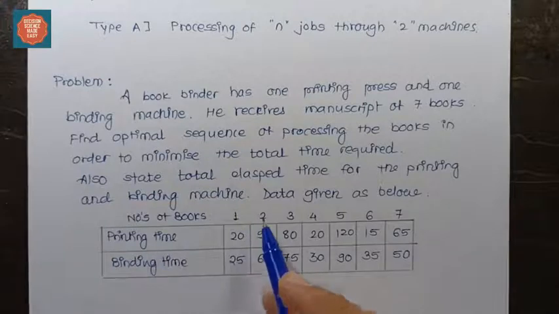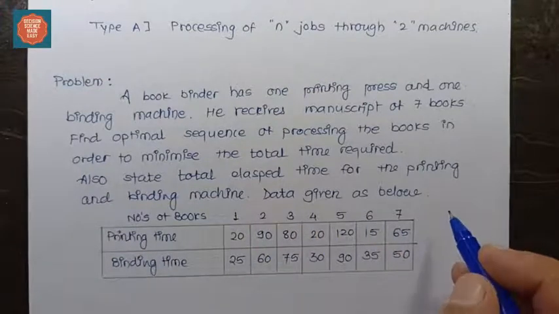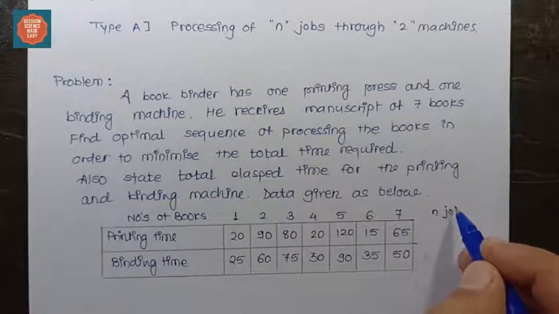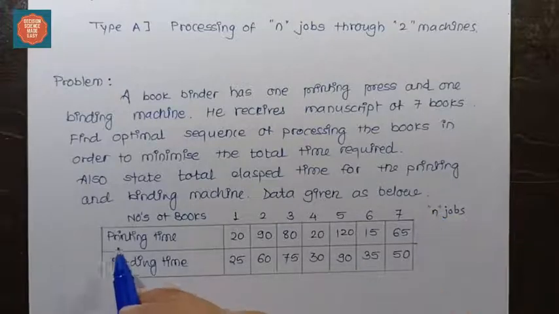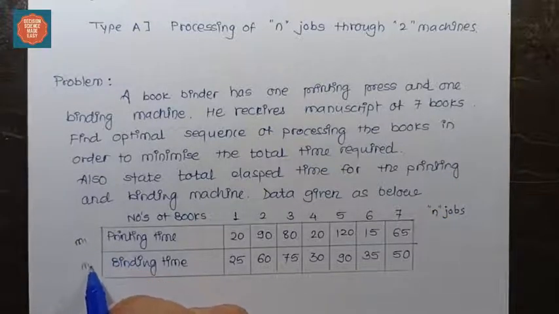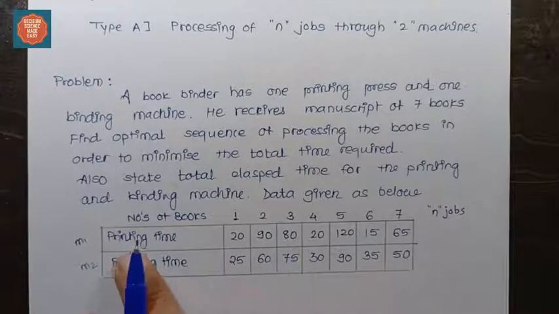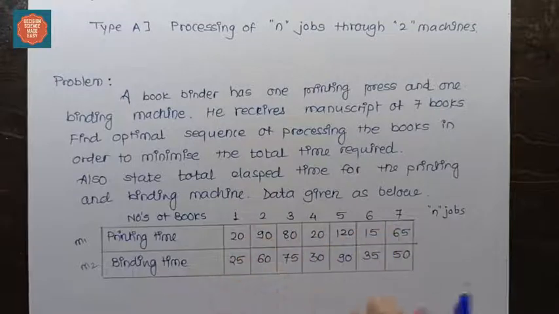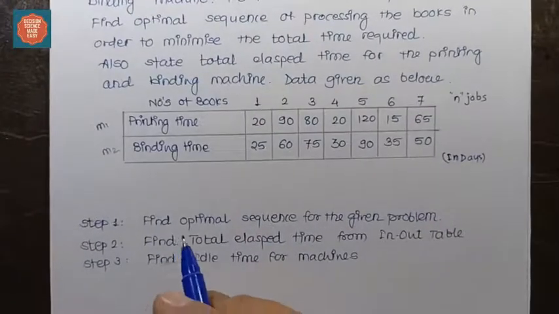Now there are books 1, 2, 3, 4, 5, 6, 7. These are nothing but n number of jobs. And there are two machines, let's say this is M1 and this is M2. One is doing printing and the other is doing binding. This is the time required, let's say in number of days. So we need to find out what is the actual time required to complete the printing and binding of the 7 books. There are 3 steps that we are going to follow.